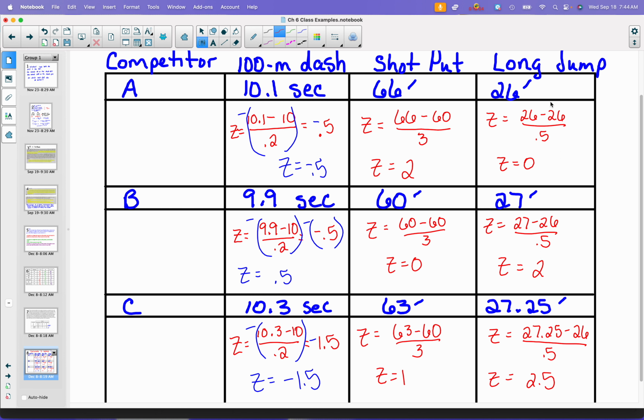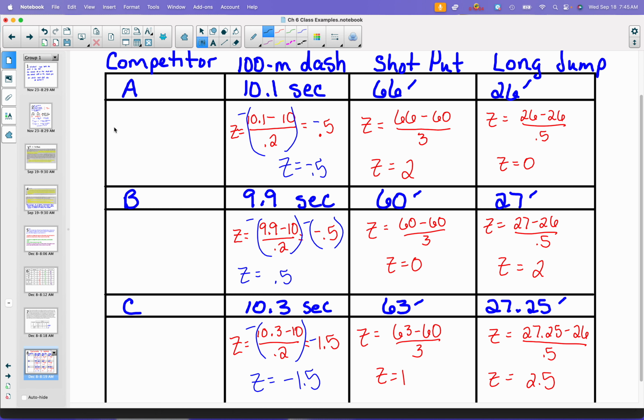For the long jump, you can see that competitor C would be the highest because they were 2.5 standard deviations above the mean. But look at how they were over here. They were 1.5 standard deviations slower than the mean for running. So how do you compare those? Well, one thing that we can do that would be pretty easy is we can either average the z-scores or we could just add them up.